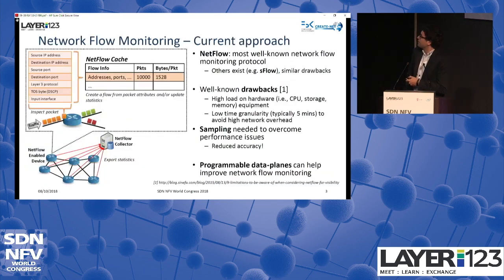a packet comes into my router, I inspect the packet, I take the information I need from the packet header, and I update statistics in the NetFlow cache. So for example, if I have a flow and a new packet is coming for an already existing flow, I update the counters. Otherwise, I add a new entry. So what we have here is a huge number of counters for each flow in the network. And periodically, this information is sent to a NetFlow collector, which then computes statistics and checks if things are working.